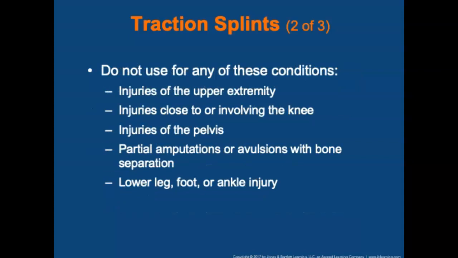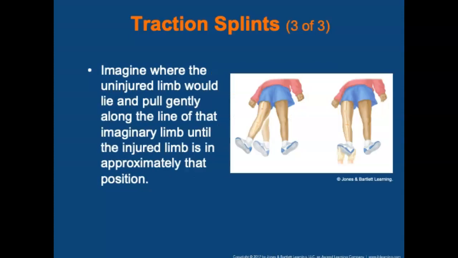Do not use a traction splint for any of the following conditions: injuries of the upper extremities, injuries close to or involving the knee, injuries of the pelvis, amputations or avulsions, or injuries of the lower leg, foot, or ankle. Traction splints are only for mid-shaft femur fractures, and in the photo you can see the mid-shaft area of that femur. Now we're going to talk about application of this.